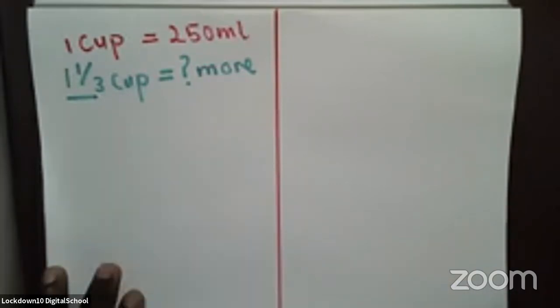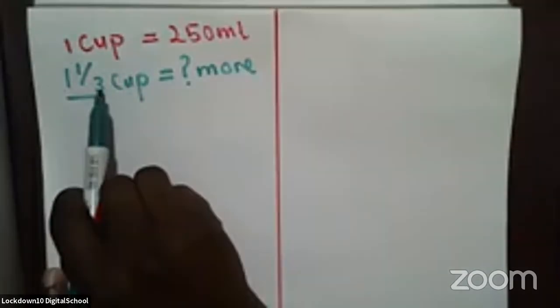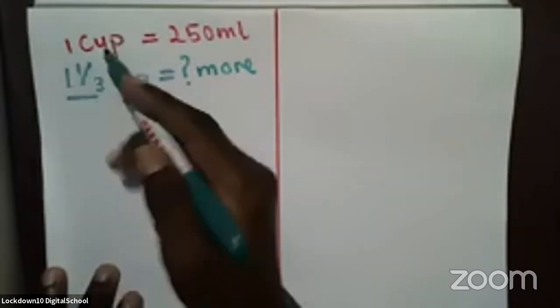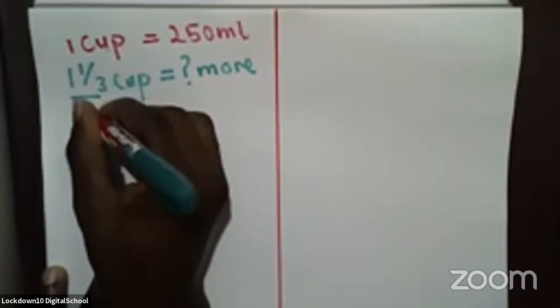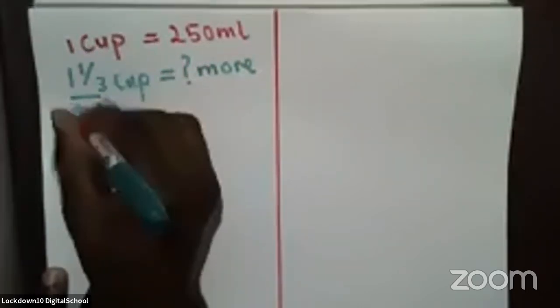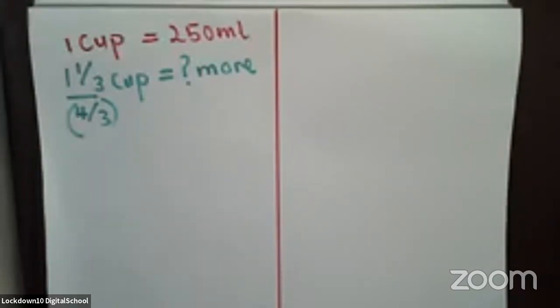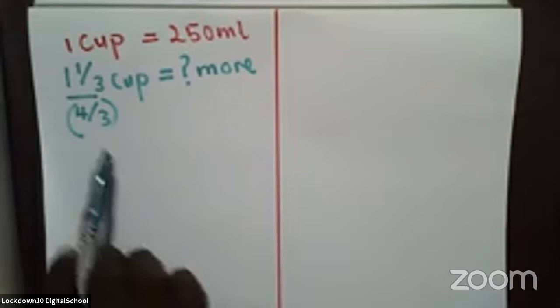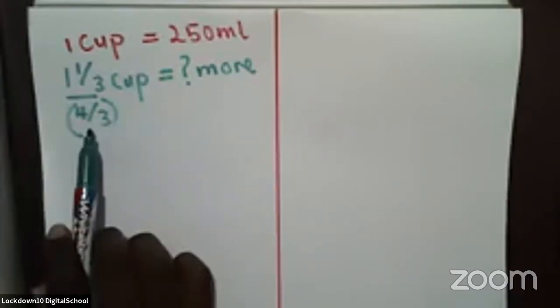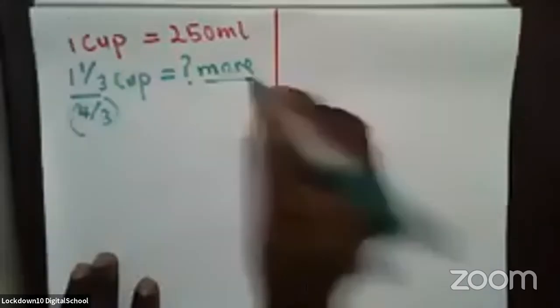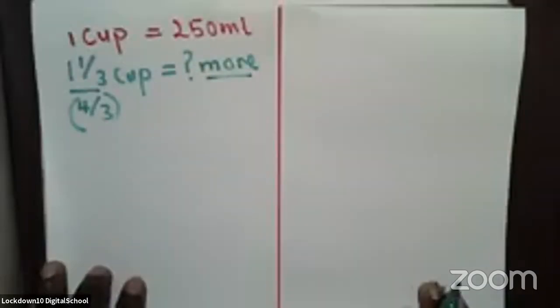When we convert this to an improper fraction, we say 3 times 1 is 3, plus 1, which is 4 over 3. So 1 and 1/3 is the same as saying 4 over 3. We need to figure out the number of milliliters representing 4 over 3. We already said this is going to give us more, so the rule says a bigger number over a smaller number.